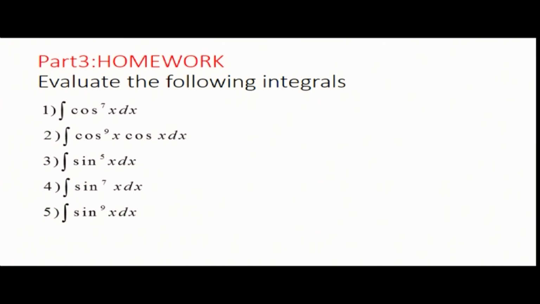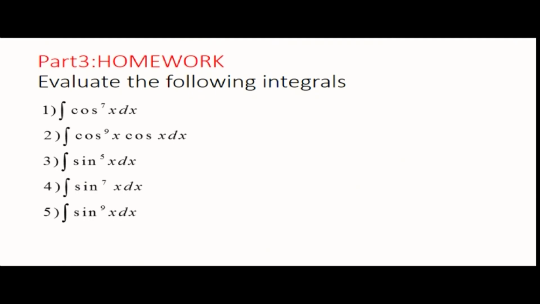Evaluate the following integrals. Of course, you apply all the methods you know. It is not a must to check whether the power is even or odd. I'm going to use the linearization. I'm going to use the trigonometric identity. You can use different methods you know.